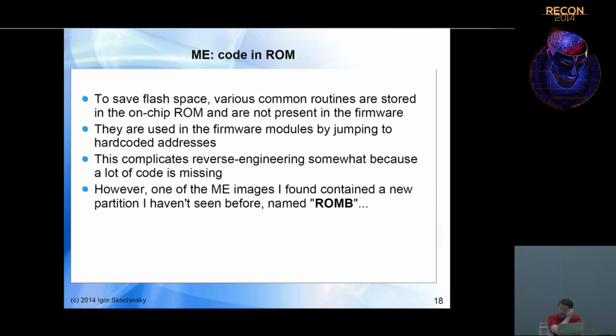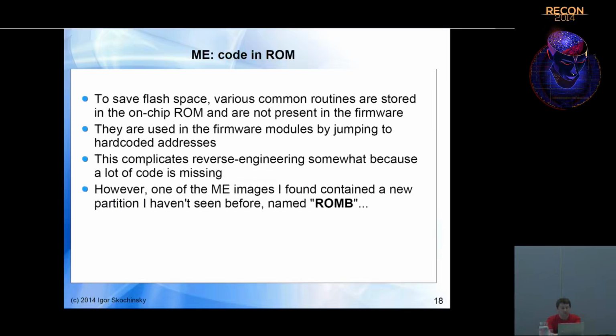However, I came across a firmware image for one of the boards, and it has an interesting partition that I haven't seen before called ROM-B. So usually we have partitions, as I said before, EFFS, FOVD, and TPR, and so on. But ROM-B I haven't seen before. So I looked at it, and apparently it contains just raw code. And it's not a standard code partition because it doesn't have the manifest header. It's not signed. So how is it used by the chip?